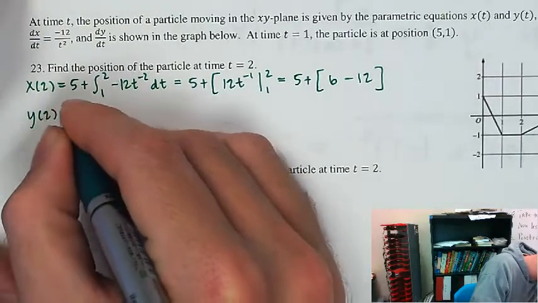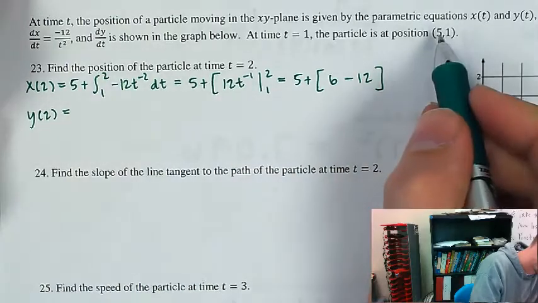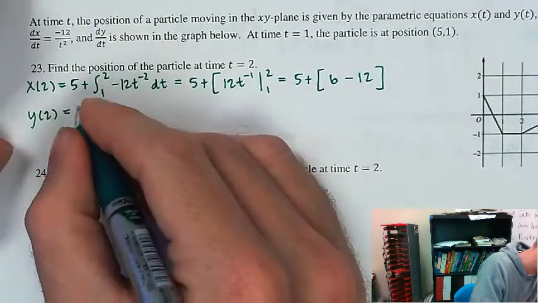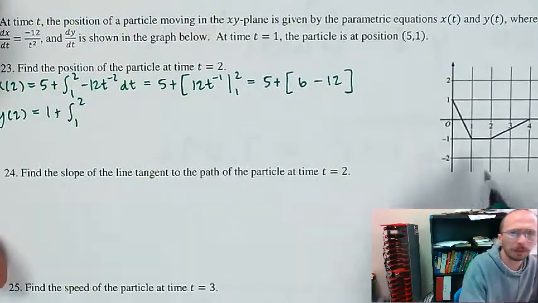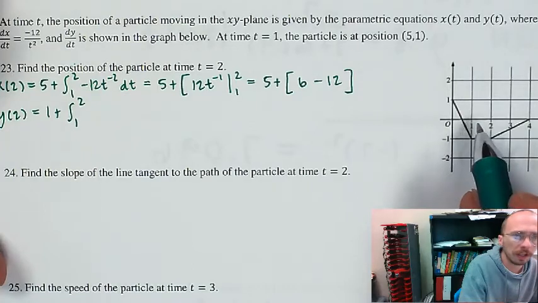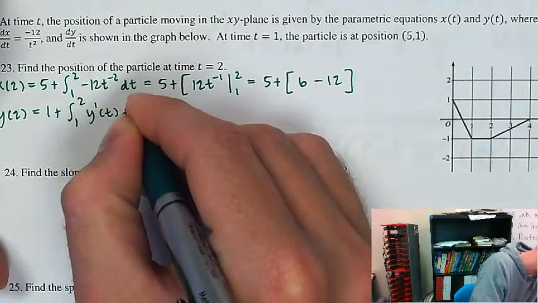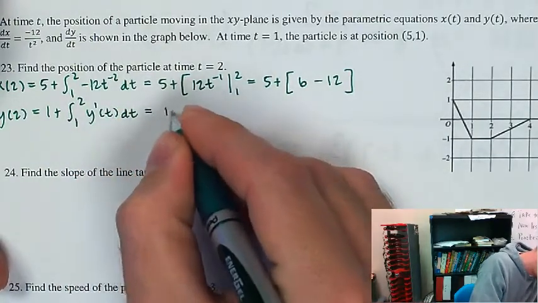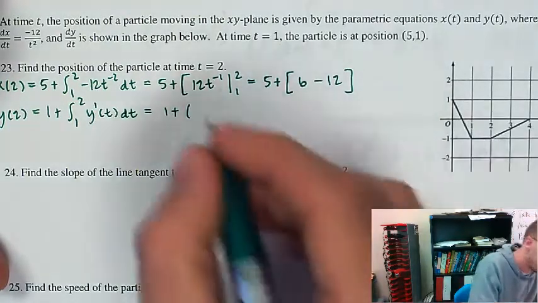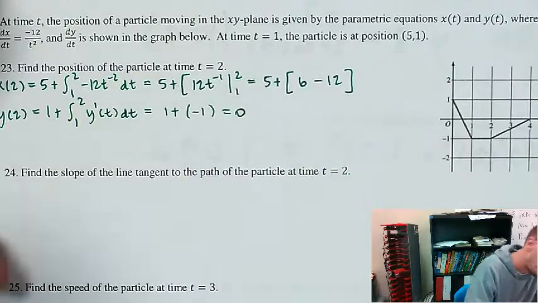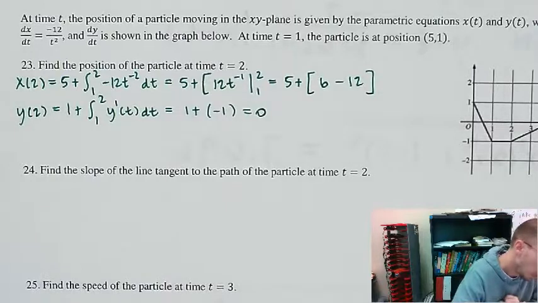y of 2 equals y of 1. Hold on. Yeah, y of 1 is 1. Plus the integral from 1 to 2, I don't know, maybe I'm missing something, but okay, right here, the integral of dy dt, or I'll call it y prime of t. Okay, well that's going to be 1 plus, that whole integral is the area under the curve between 1 and 2. It's going to be negative 1. And that position is 0. Okay, wasn't very interesting, but it's all right.